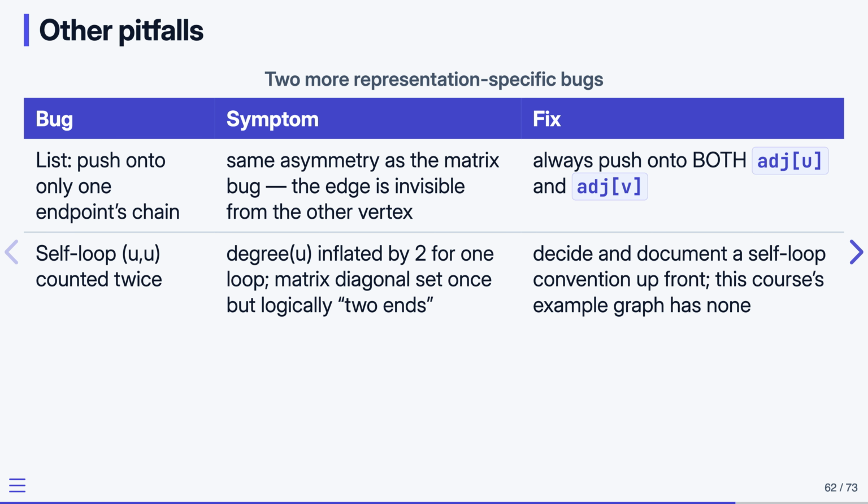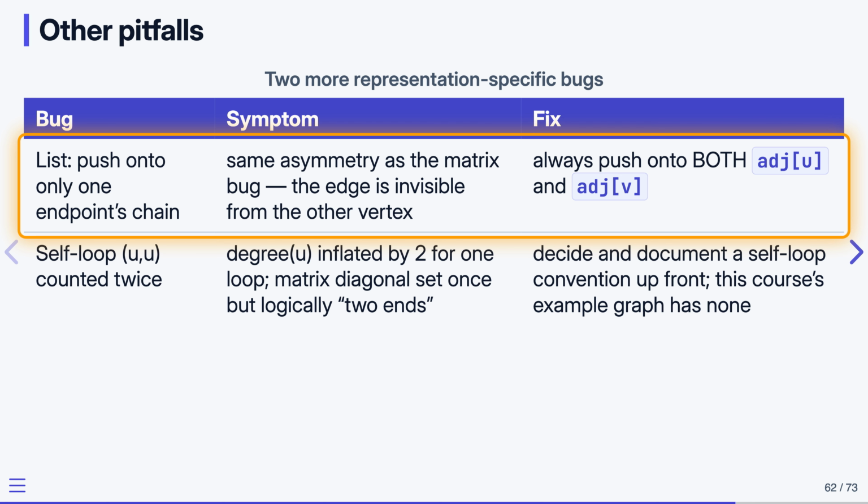The matrix bug is not the only one. This table lists two more bugs that come from the representation itself. The left column names the bug, the middle column is the symptom, and the right column is the fix.